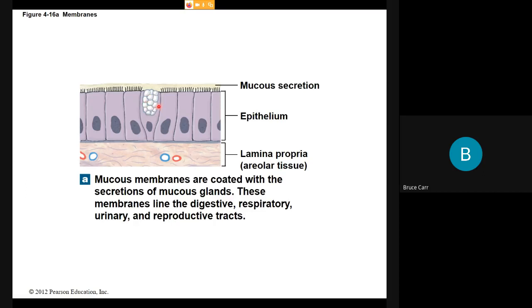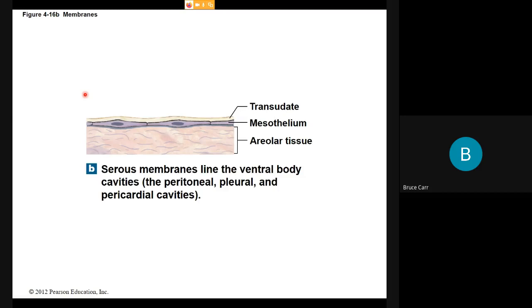Now here a main part is secretion for lubrication, for transport and movement along these surfaces. Serous membranes often have squamous epithelium. See them on top of the areolar tissue.